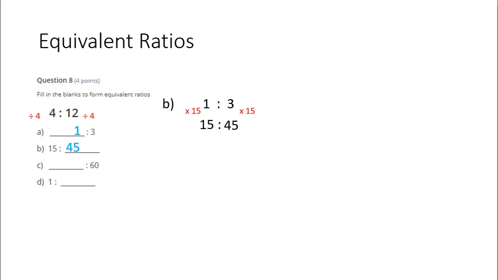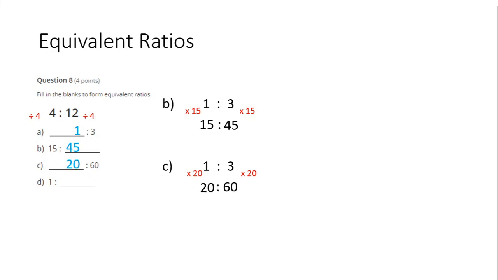Now again, for C, it might be difficult for me to get from 45 to 60. But if I go to that equivalent simplified ratio that I had in A, and then I think, what do I need to do to this ratio, 1 to 3, to get the ratio something to 60? What did I multiply 3 by to get 60? By 20. 3 times 20 makes 60, so 1 times 20 makes 20.